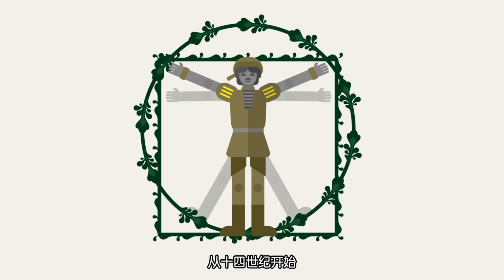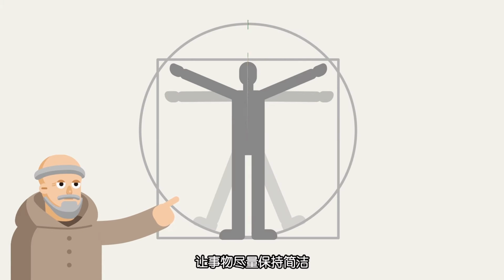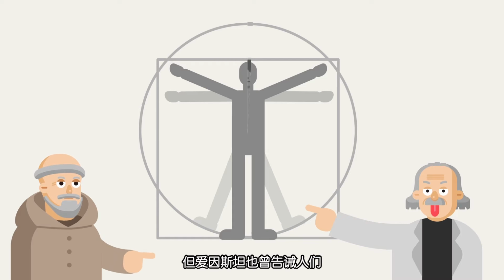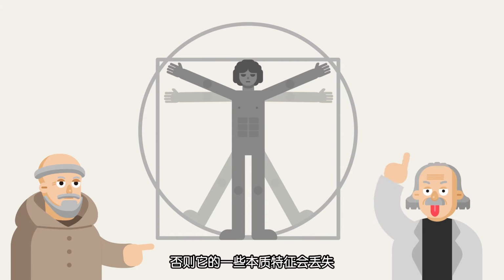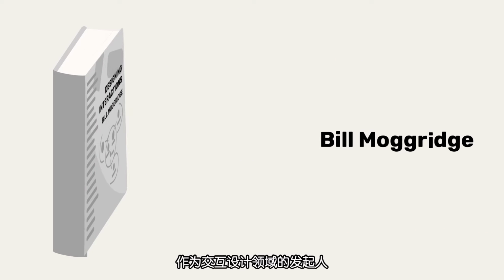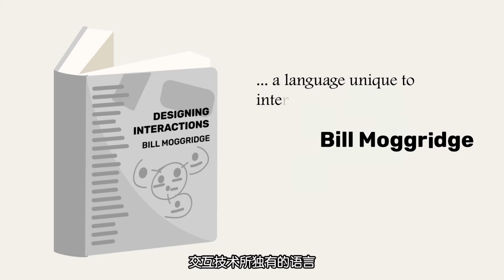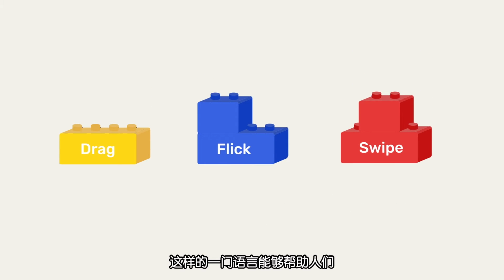Since 1300 years ago, Occam's razor guides us to shave away unnecessary parts, keeping things as simple as possible. Later, Einstein reminded us not to make things simpler than what they actually are, otherwise an essential part of it would be lost. Bill Moggridge, who proposed interaction design as a discipline, suggested that we also need a language unique to interactive technology. Such a language can help people understand and communicate the actual complexity of interactions.